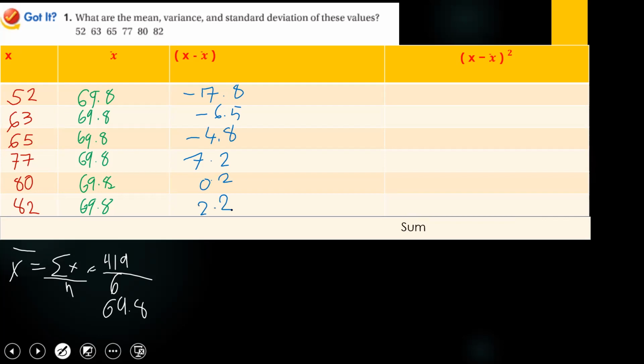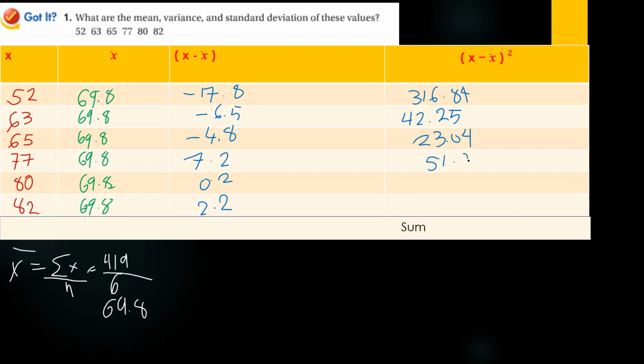Then after that, now I have to square each one. So 17.8 squared, which is 316.84. 6.5 squared, which is 42.25. 4.8 squared, which is 23.04. 7.2 squared, 51.84, 0.04, and 2.2 squared, which is 4.84. After I square the difference now, I have to add them.